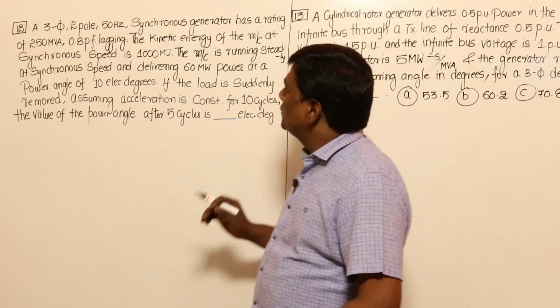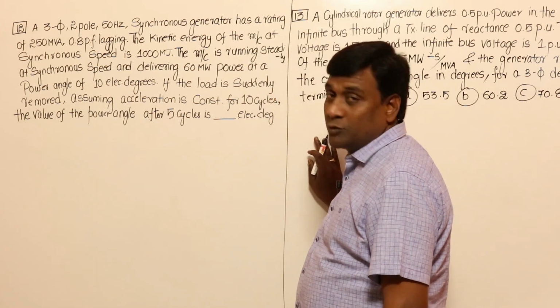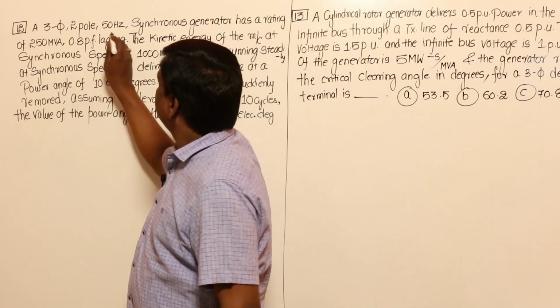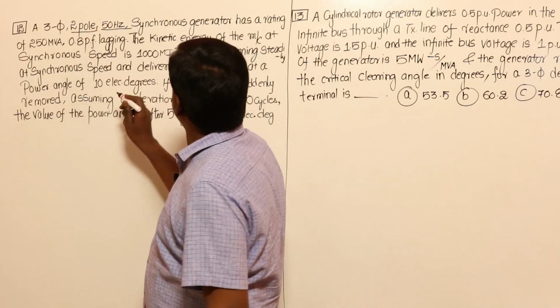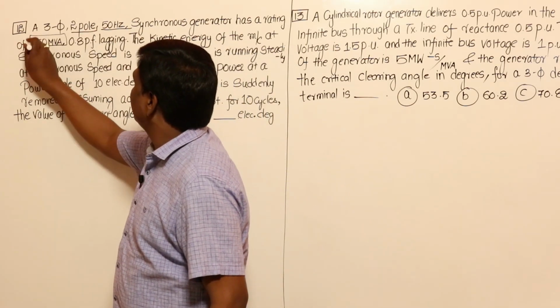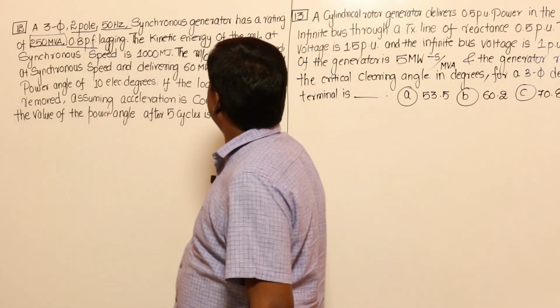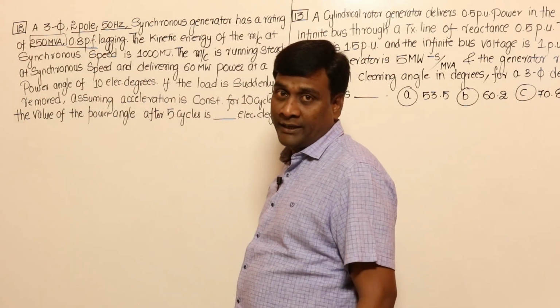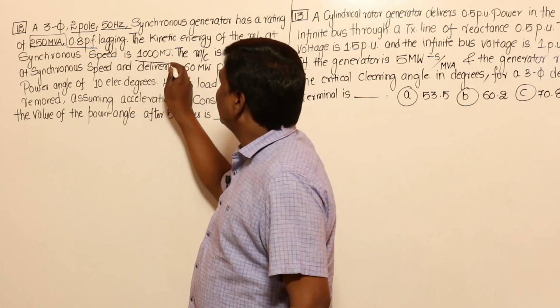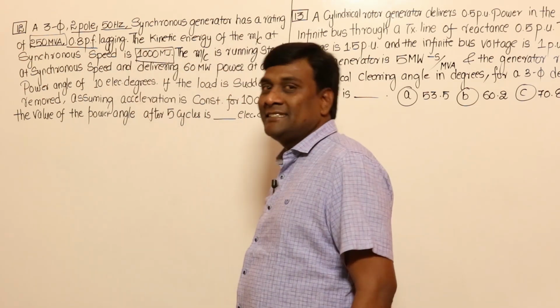A 3-phase 2-pole 50 Hz synchronous generator has a rating of 250 MVA, 0.8 power factor lagging. The kinetic energy of the machine at synchronous speed is given. This is the total kinetic energy they have given, which means they have given GH.